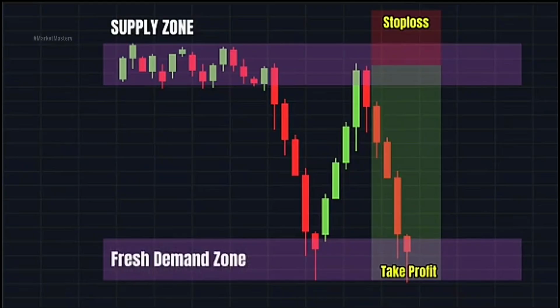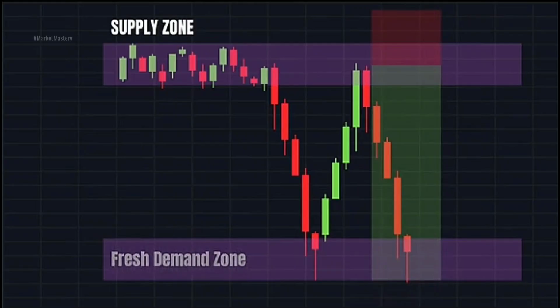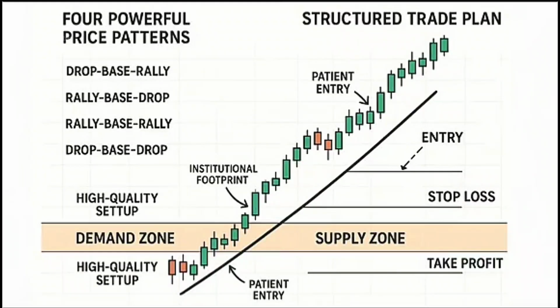Before you even think about entering, you have to know your entry, stop loss, and target. This lets you see your risk to reward ratio. You should only take trades where you can make at least twice what you're risking. If you can't, don't take the trade. It's that simple. Conclusion. And there you have it.